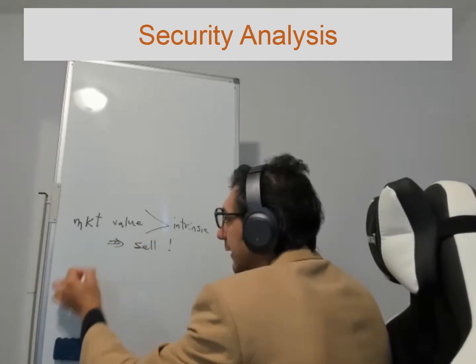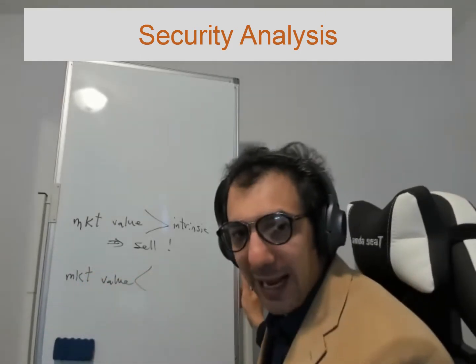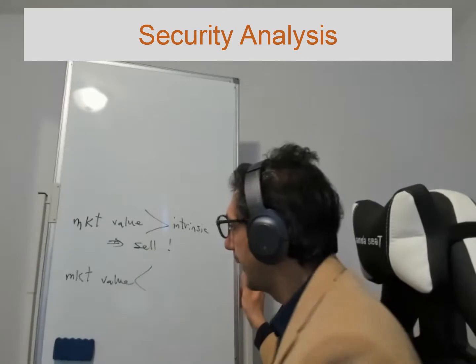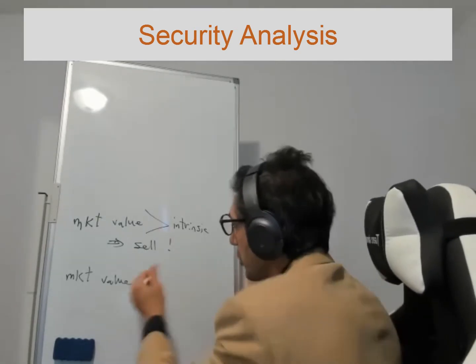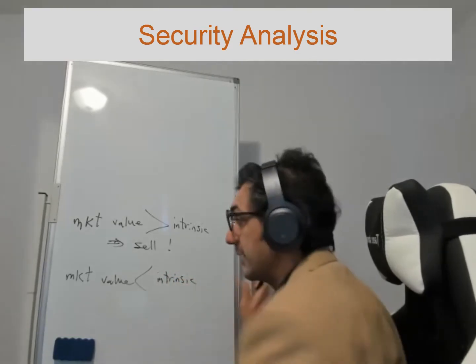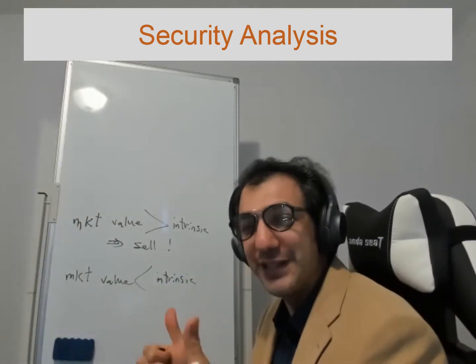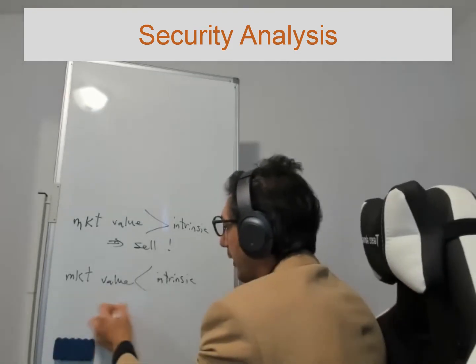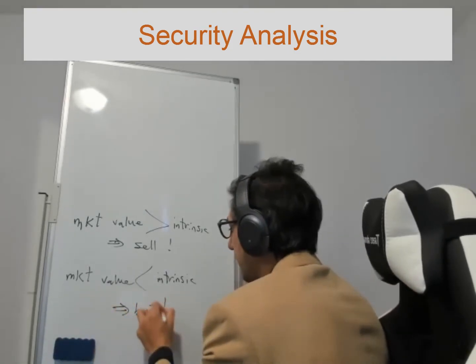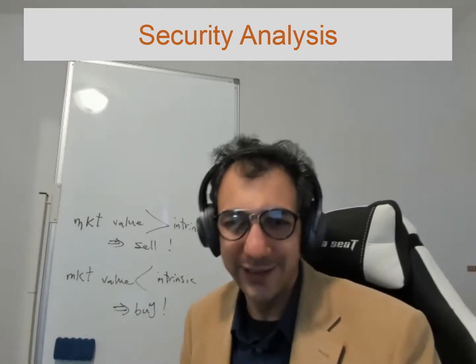However, if the market value of a specific stock, for example, you're talking about Apple, you calculated the intrinsic value, and you notice that the intrinsic value of this stock is greater than what is traded in the market, that's a good signal for you to go ahead and buy Apple's stock. So that's the signal for you. In this case, we'll say that the stock is undervalued.